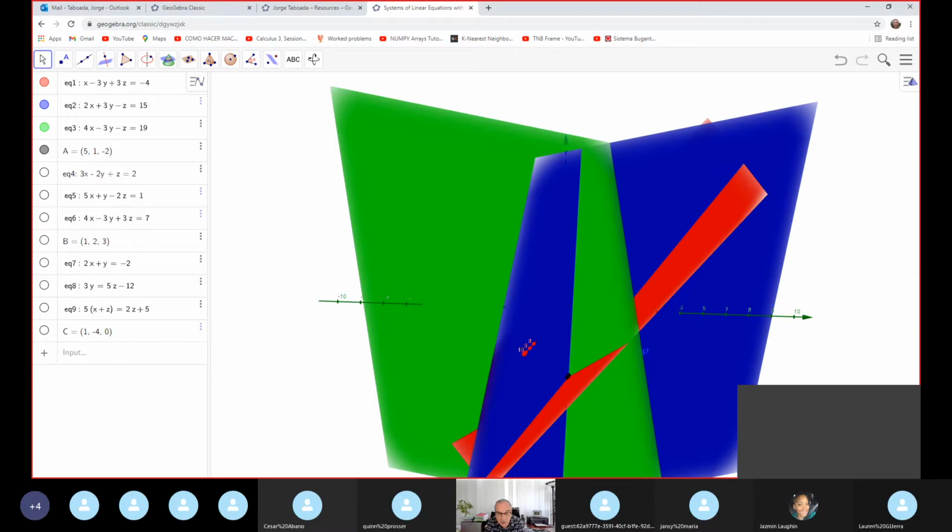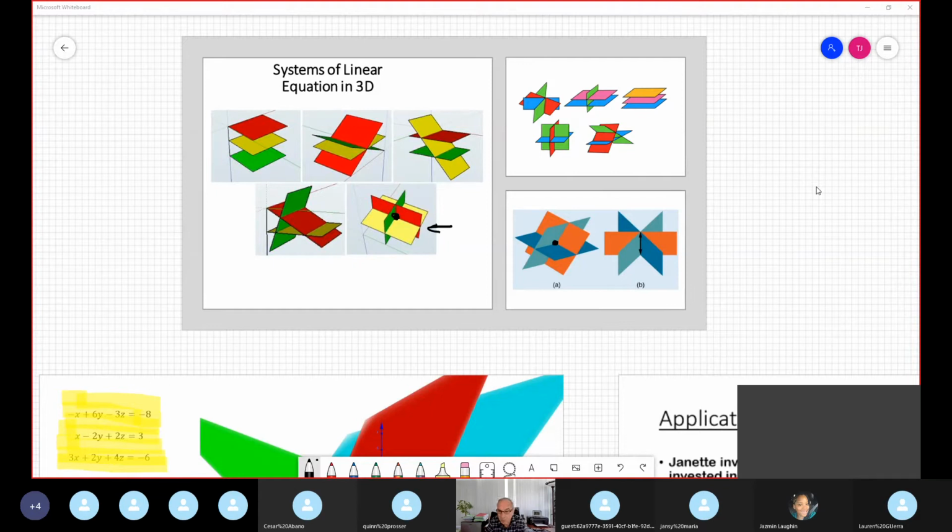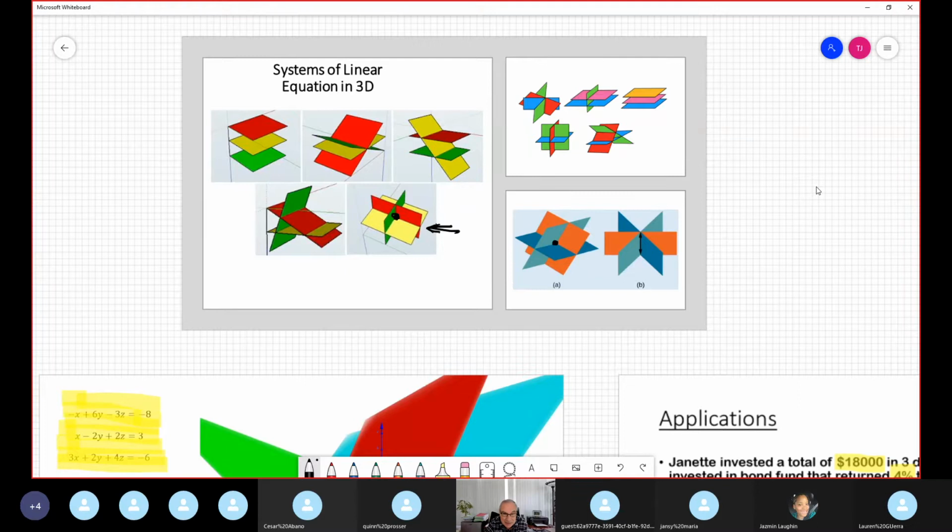Okay, let me switch to the whiteboard. Again, do you see the whiteboard now? Good. Okay, I think I explained. For example, in this example, which is very similar to what we are doing, we have one unique solution, because it's a common point between the yellow, green, and red planes. This is a unique solution. However, we have another possibility.